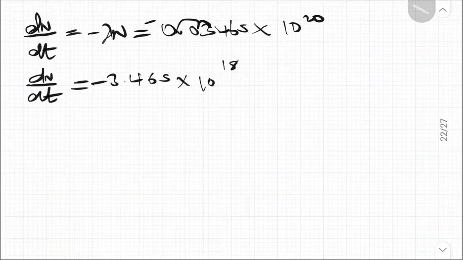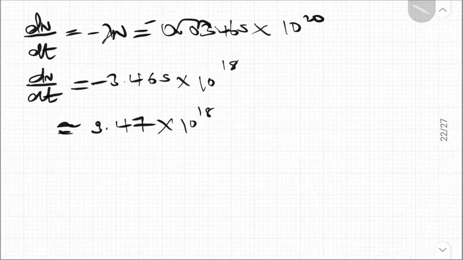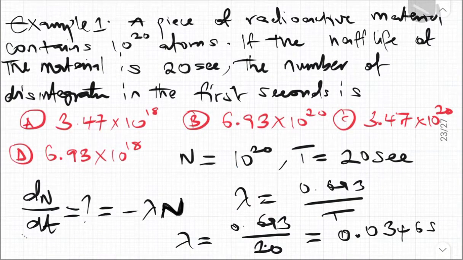So we have 18. Now we care about the number of disintegrations in the first seconds. We don't care about the signs. So it is actually approximately 3.47 times 10 to the 18. So the answer is A.